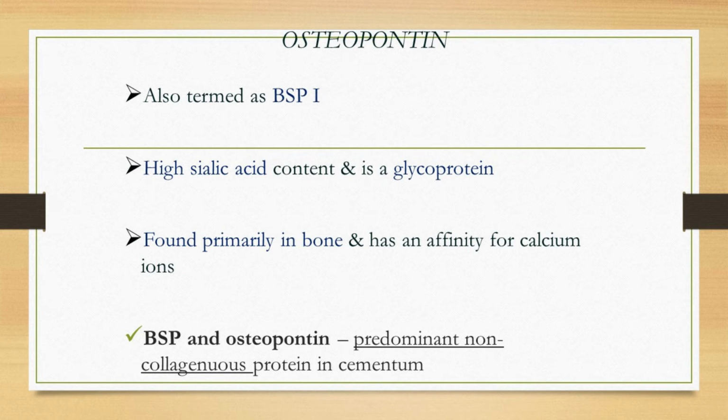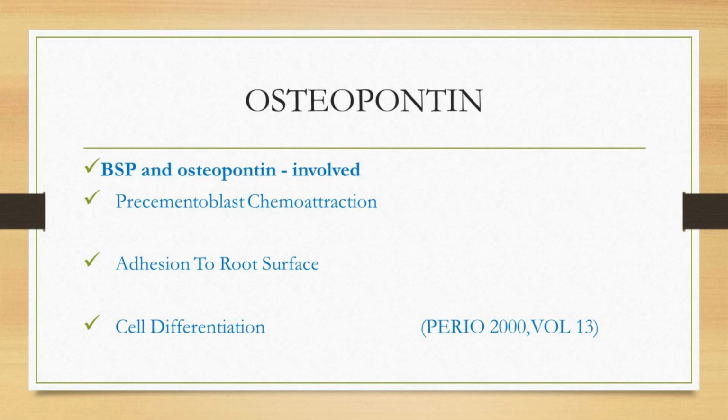The next non-collagenous protein in the cementum is osteopontin, which is also termed BSP1. It has a high sialic acid content in the glycoprotein, is primarily found in the bone and has an affinity for calcium ions. So, BSP and osteopontin are the predominant non-collagenous proteins in the cementum. It is involved in pre-cementoblast chemoattraction, its adhesion to the root surface and cell differentiation.